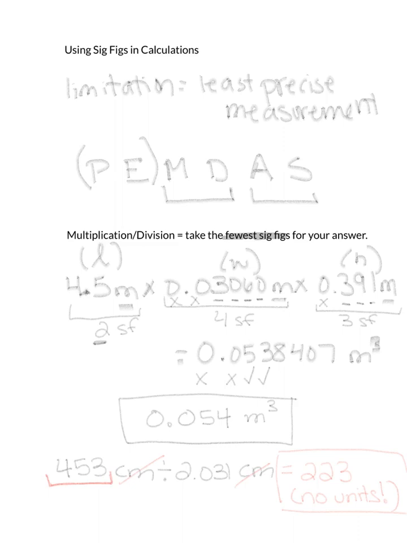Let's check out the next rule. Recall that multiplication and division was all about the fewest sig figs, so you counted the sig figs and you were limited by your least. Addition and subtraction is about a different thing. It's about the fewest decimal places.